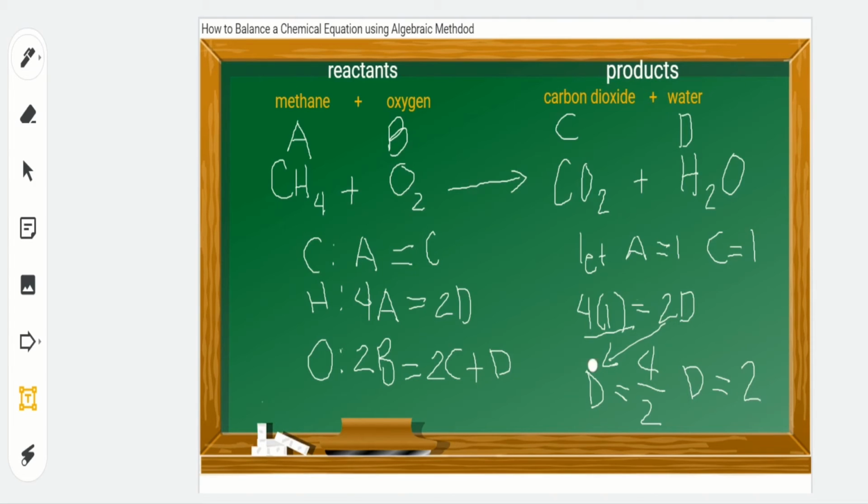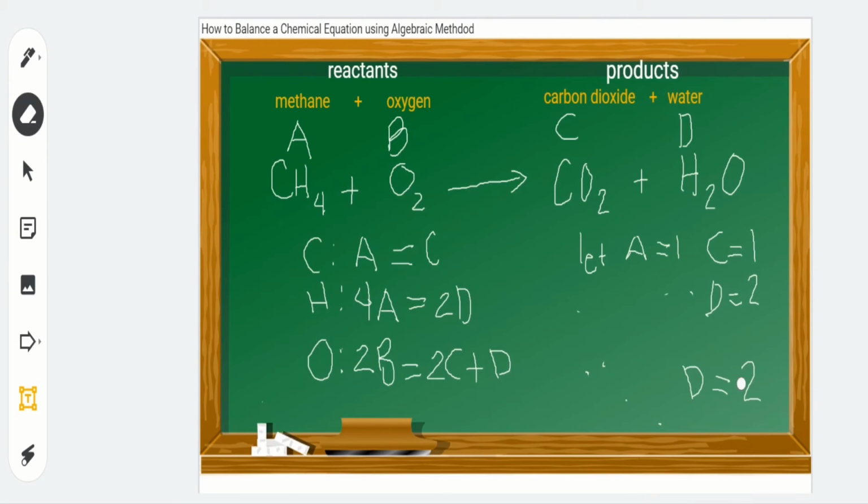Okay? So, pwede natin isulat dito. Erase ko lang to because I don't have space anymore. So, D is equal to 2. Wait lang. Susulat natin dito para mas maayos. So, D is equal to 2.